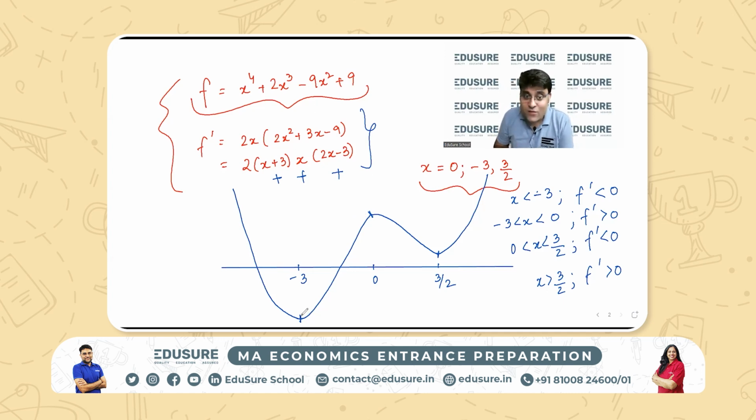What is the value of f at minus 3? Find it out. Minus 3 to the power 4 is 81. Minus 3 cube is minus 27, 27 into 2 is 54. x square is 9, 9 into 9 is 81. So 81 minus 54 minus 81 plus 9. The answer is minus 45. This is the value.